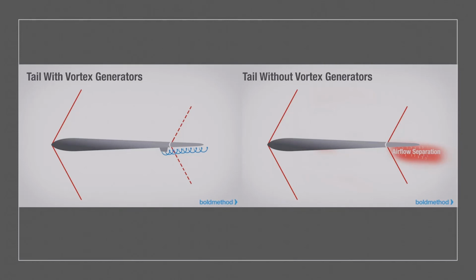As you can see here on the right side, this is a supersonic tail without vortex generators, where flow separation is high due to shockwaves from supersonic flight. Whereas on the left side, the tail with vortex generators, the high pressure air is being reintroduced back into the boundary layer, allowing a decrease in flow separation and thus higher speeds of supersonic flight.